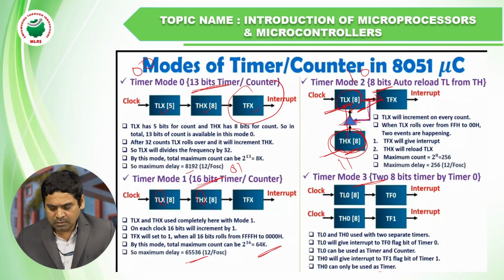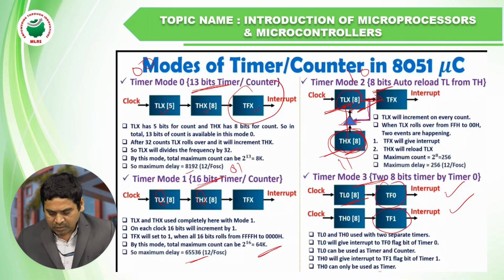This is a similar explanation to mode 3. In mode 3, here we have TL0 TF0 and TH0 TF0. Compare this with mode 0 and mode 1: here you can individually get the interrupts TF0 and TF1.